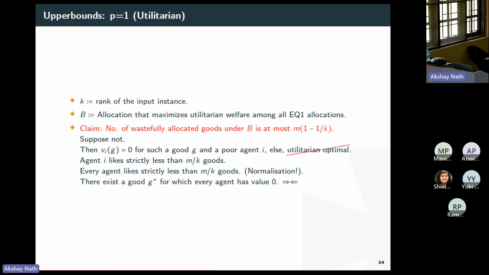Okay, so the contradiction is on the fact that if every agent likes strictly less than M by K goods, and there are so many types of agents, then there will exist a good G star which is not valued by any of these agents. For simplicity, you can replace K by agent types as well, and then this ratio becomes M by R. If you multiply M by R over R types, then there are less than M goods, which is right. Yeah, you will have to do that, as pointed out.